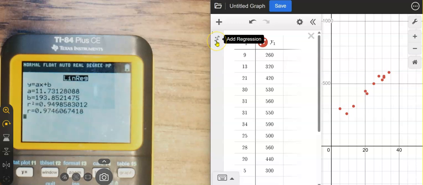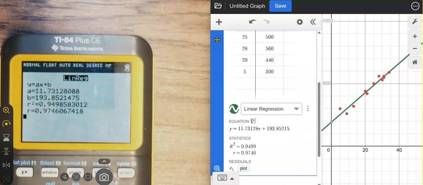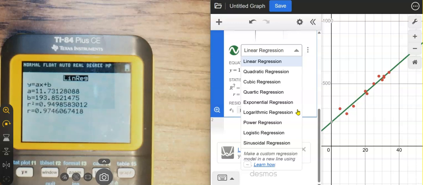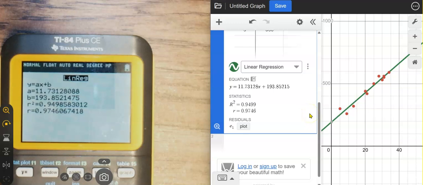Okay. Now, those of you using Desmos, you see this little button right here that says add regression? It looks like a line with some dots. Click on that. Now, at the bottom here, you have a drop-down menu which has all kinds of options. But the one we wanted was linear regression, so we're just going to leave it alone at linear regression. Obviously, that was faster on Desmos than it was on the graphing calculator. Same equation. 11.731x + 193.852.